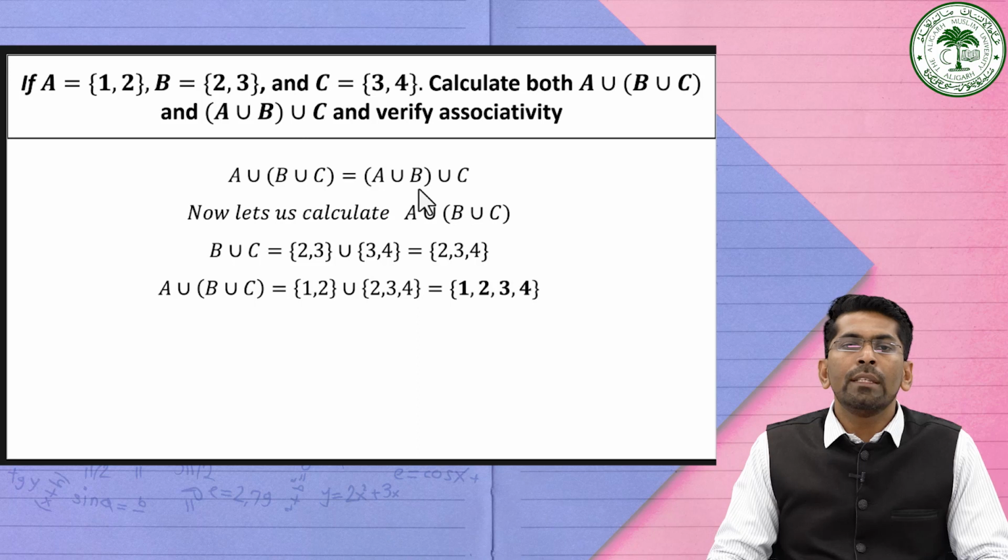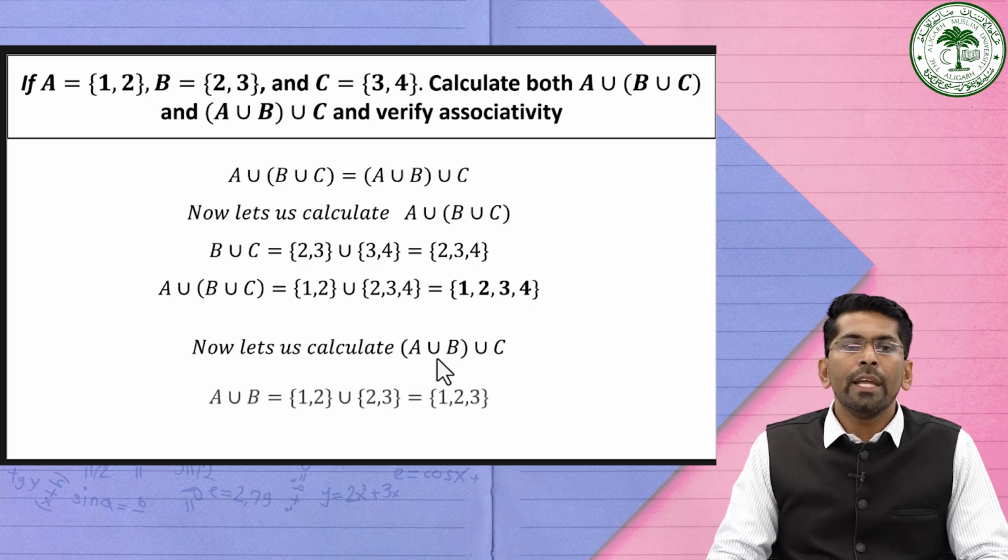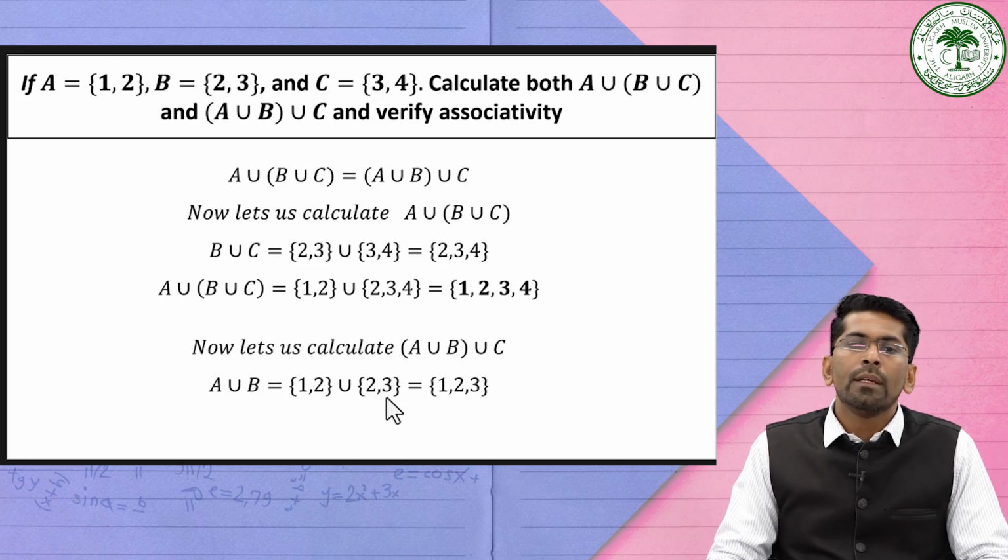Similarly, we are going to consider here A union B union C, this time grouped the other way. First we are going to calculate A union B. What is A union B? A is {1, 2}, B is {2, 3}. So in A union B, 2 is repeated, so we consider it only once: 1, 2, then 3. So A union B is equal to {1, 2, 3}.